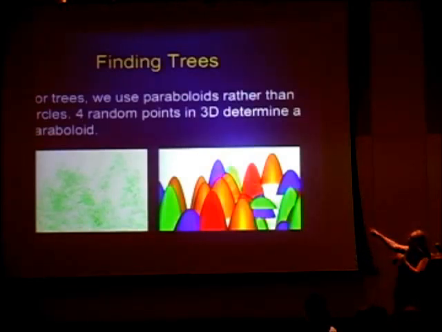Within that little area, we want to fit an upside down paraboloid in this case. That's sort of our model of what a tree is shaped like. It's shaped like an upside down paraboloid. So that's going to take us 4 points in 3D to fit this upside down paraboloid. So we find 4 points in the nearby area, we fit our paraboloid, and we go through this whole process again.